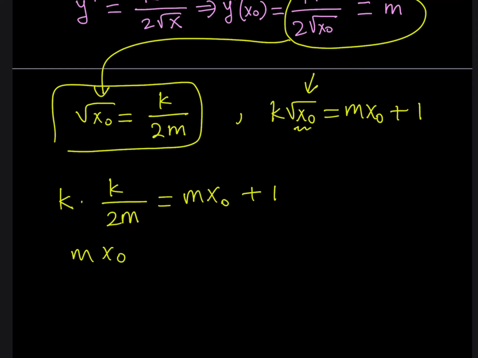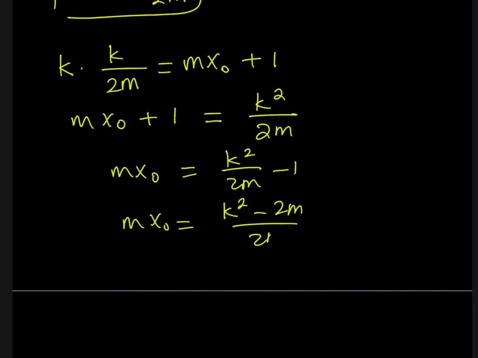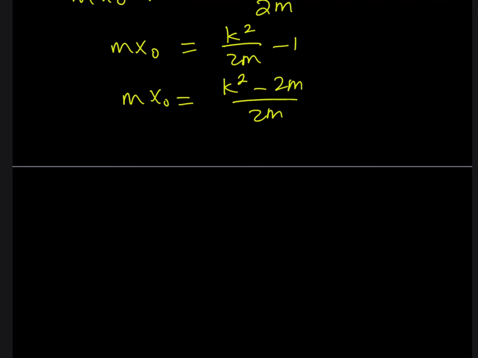And let me just go ahead and write down m x0 plus 1 on the left-hand side and write this as k squared over 2m. Of course, my next step is going to be subtracting 1. And then that should look like this. Making a common denominator, it's going to look like this. And finally, dividing by m, my x0 value is going to be k squared minus 2m divided by 2m squared.